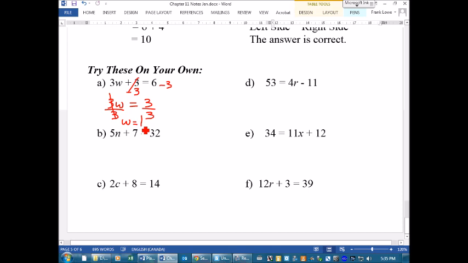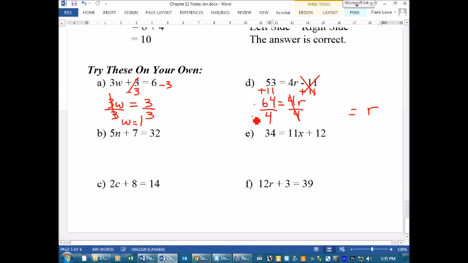We have 53 equals 4r minus 11. I'm going to add 11 on both sides. This cancels out. I'm left with 64 equals 4r. 4 times r. The opposite of times 4 is divided by 4. We're going to divide by 4 on both sides. This cancels out. I'm just going to go over here. We're left with r on that side.